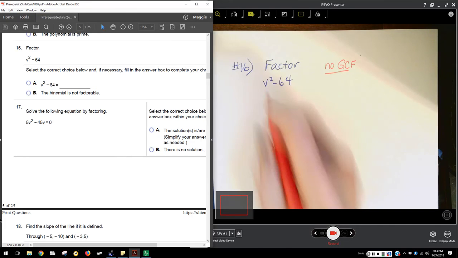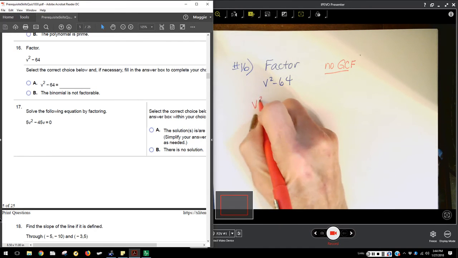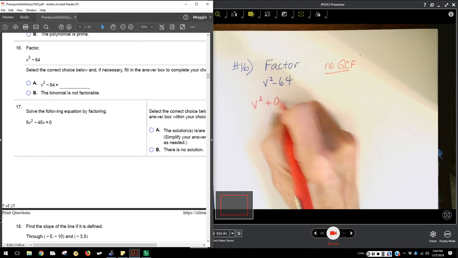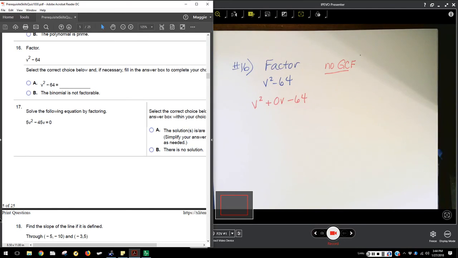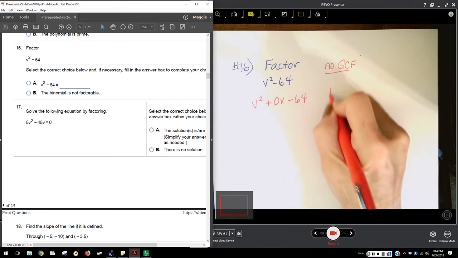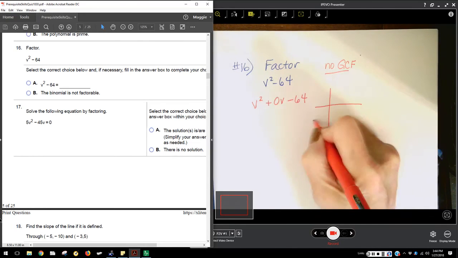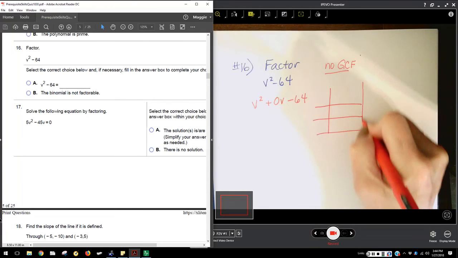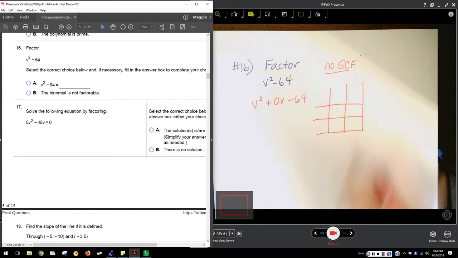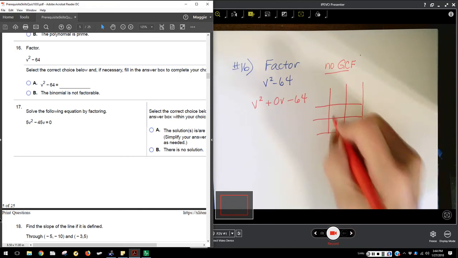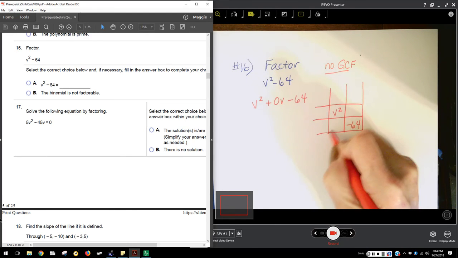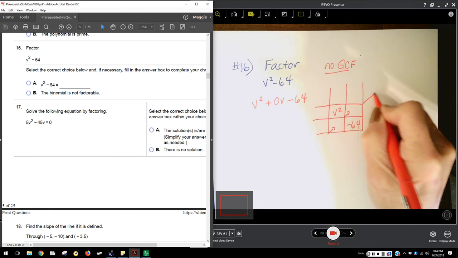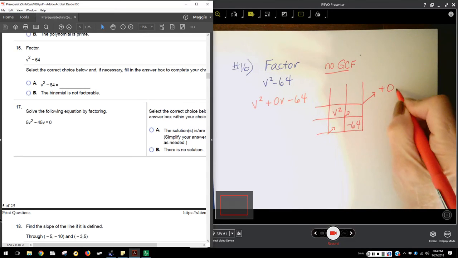The thing is, though, what we're used to seeing is a trinomial with a middle term. Well, put the middle term back in. Just give it a 0 coefficient. So once we've done that, we know that the way that we're going to factor this is just like any other trinomial. It's going to factor into two binomials. So the v squared is going to go in the first box, and the negative 64 is going to go in the second box. But these two boxes here are going to have to add up to plus 0v.